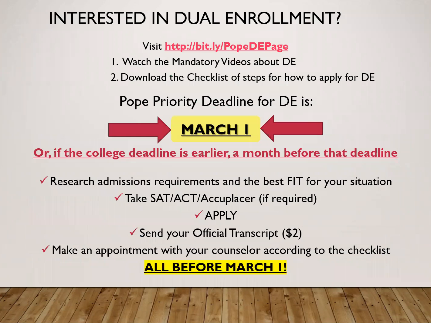year. So if you're interested in dual enrollment, this is our dual enrollment webpage, and it is required that you watch the dual enrollment videos. There's a checklist of steps that you need to follow to make sure you apply for DE. And the deadline to complete all the steps is March the 1st. So it's really important to make sure that you are mindful of that and get it all done by March the 1st because we want to make sure that everything's in place.